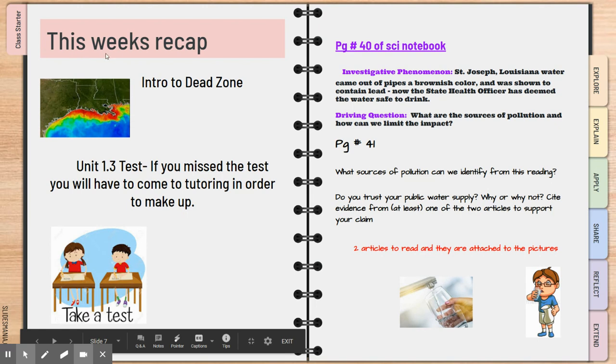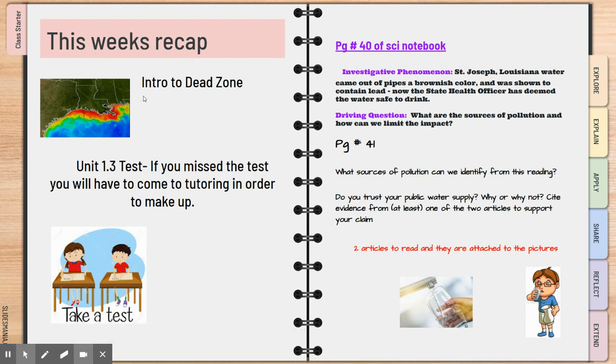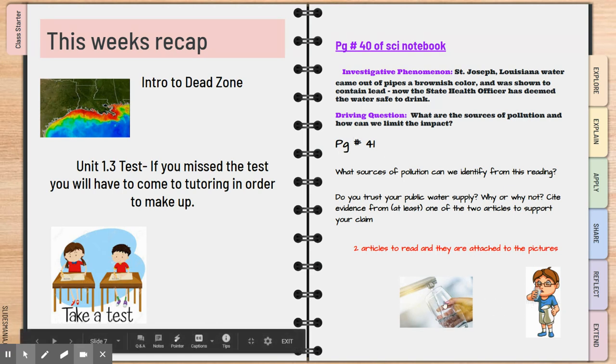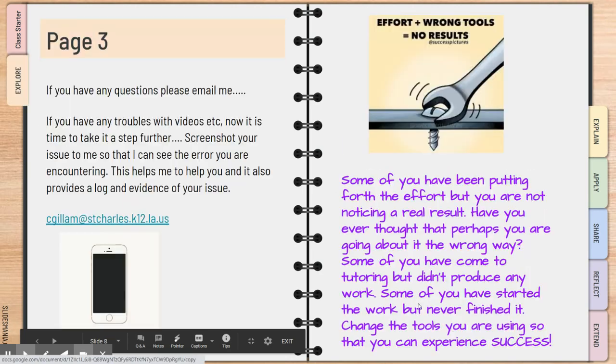What I went ahead and did for you all is created a recap of the things that we've been working on this week so far. You had the introduction to Dead Zone. We took our test yesterday. If you missed the test, you will have to come to tutor in order to make it up. Pretty much is how that's going to work. Page 40 of the science notebook, you just had to write this. These were to writes, nothing else that you needed to do with it. And then on page 41, you were to answer these questions and you were supposed to read these two articles.